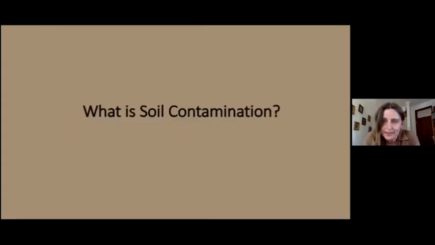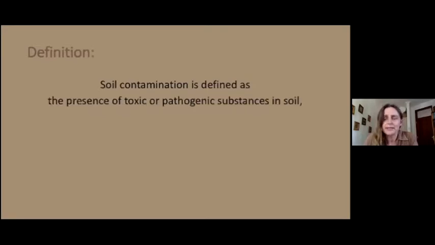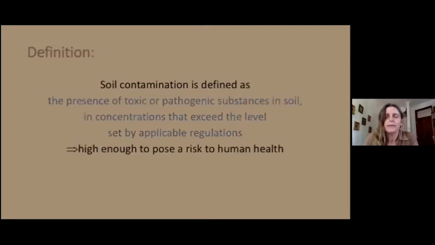If we want to understand decontamination, I think we should start with a definition of what contamination is first. Soil contamination is defined as the presence of toxic substances in soil in concentrations that exceed regulatory levels and are therefore a risk to human health, as well as the environment or ecosystem.